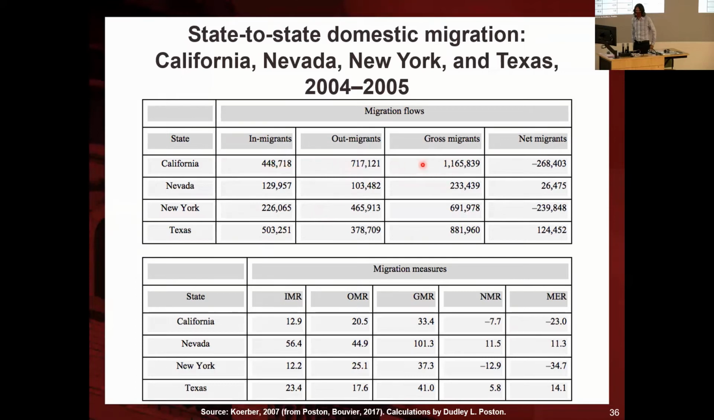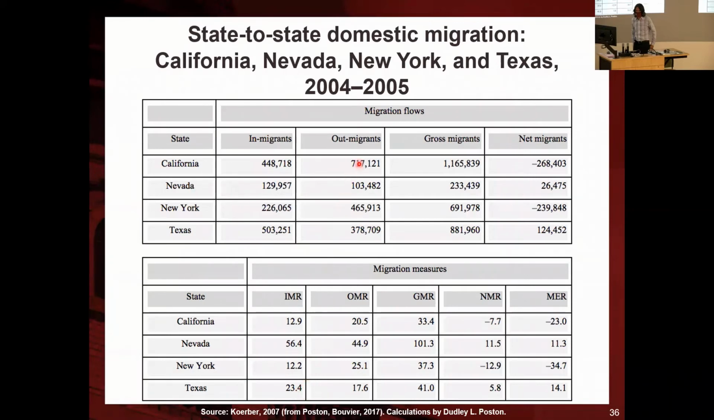This number minus this number gives net migrants. So California has been losing more people than receiving, according to data from the 2005 ACS on migration from 2004 to 2005. And Texas, for example, has been receiving more people than losing, so net migration is positive. And then we can estimate the rates. For in-migrants, we take this number, divide by the population in California, multiply by 1,000, and do the same for each one of these states to get the in-migration rate.